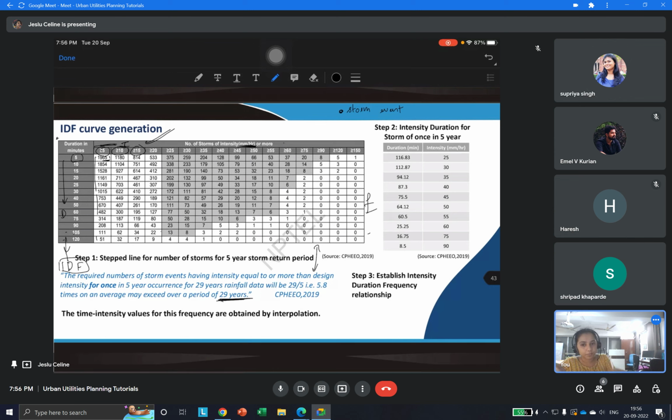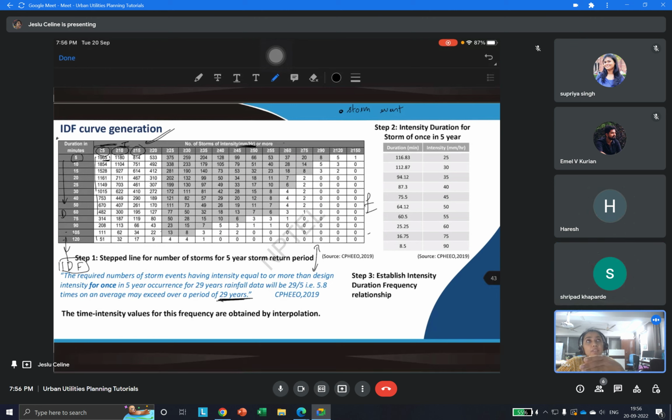So basically, in 29 years, the rain intensity was greater than 5 for 5 minutes, right? Or 5 to 10? It is between 5 to 10 minutes, it's not exactly 5 minutes. It has been this.